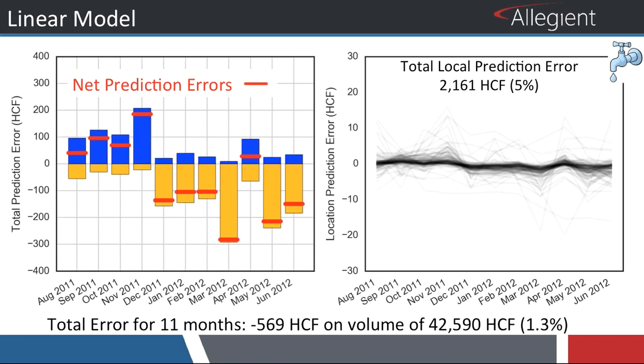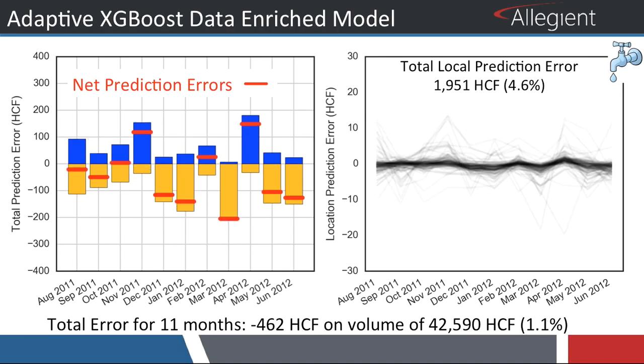To compare to the linear model, going back 2 slides, the linear model had a performance of minus about 570 HCF total and a local prediction error of about 2,100 HCF. Now I add these extra data pieces from the data enriched model, as well as using an adaptive approach where after each month I go back and repredict using the previous month's data, which I didn't do in the linear model and which doesn't make sense to do with the last year's data model.